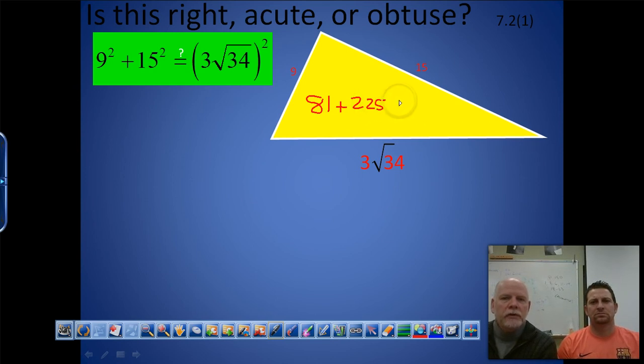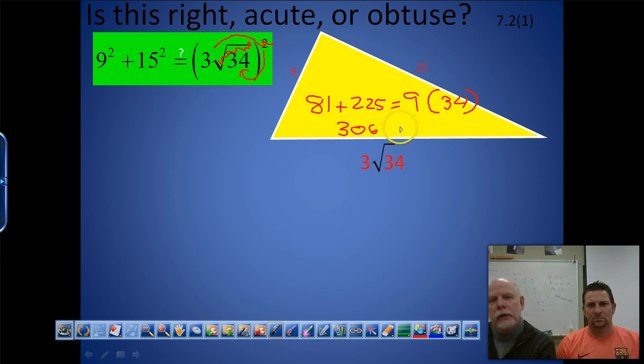Then remember how to square the 3 radical 34. You square the 3, which is 9, and that's out in front, being multiplied by the radical 34 squared. The radical and the square just cancel each other. The square root of something squared just goes away, so it's just 34. So it's 9 times 34. If we add the 81 and the 225, that equals 306. If we multiply 9 times 34, that equals 306.